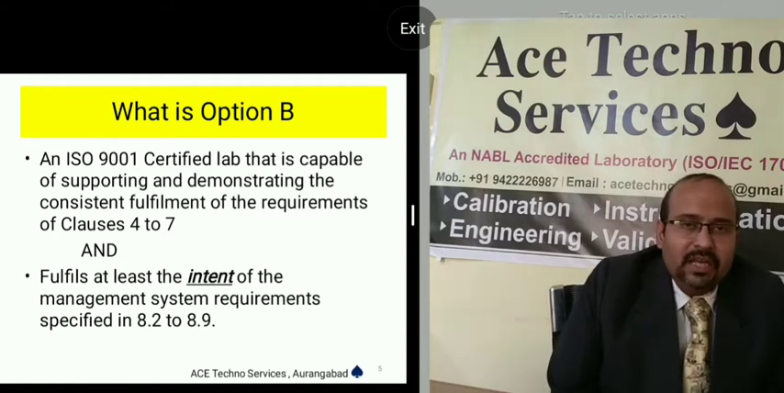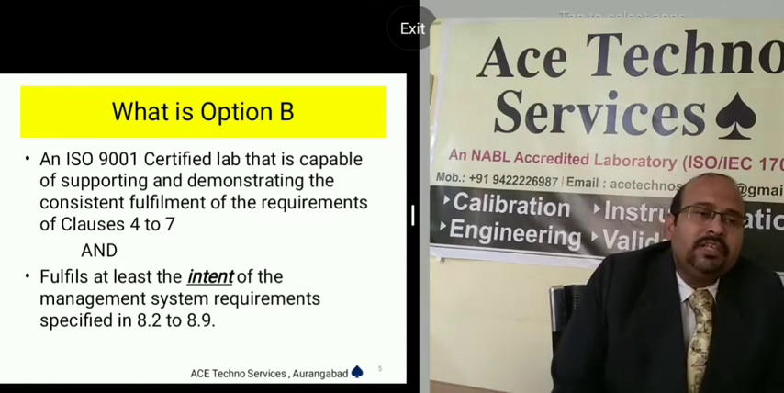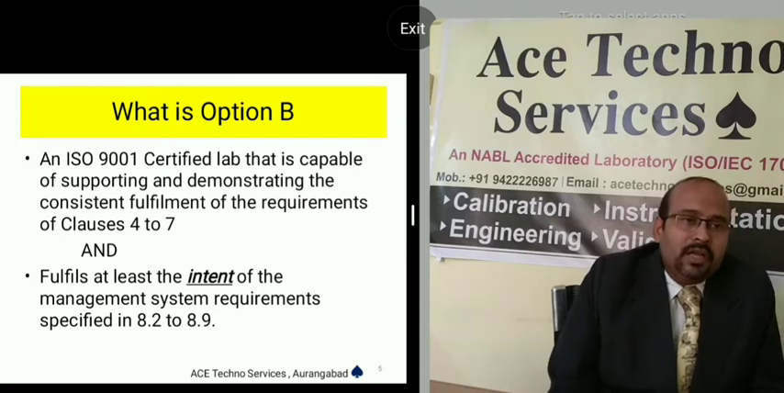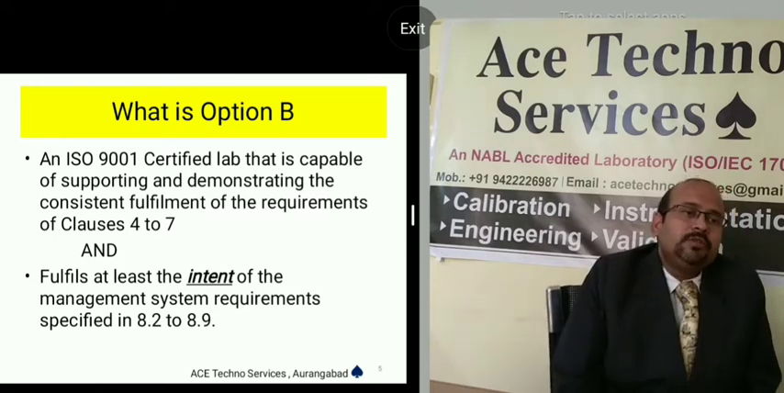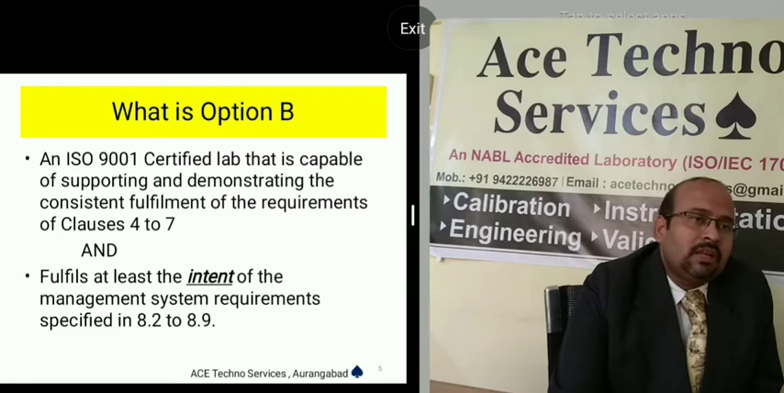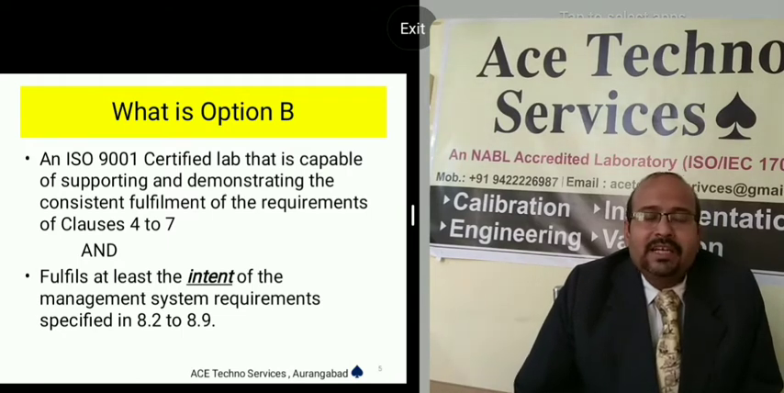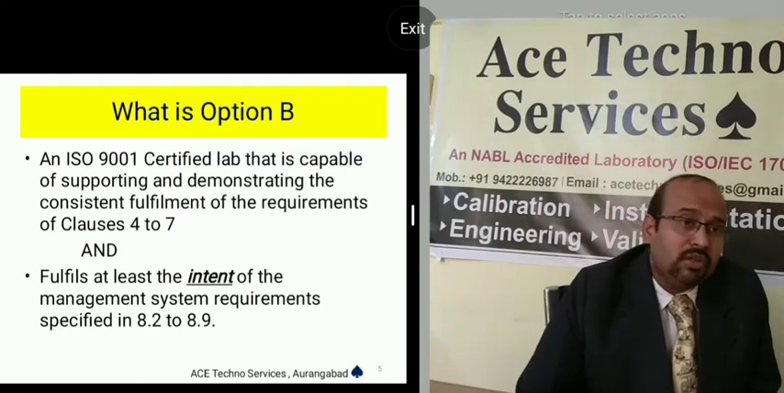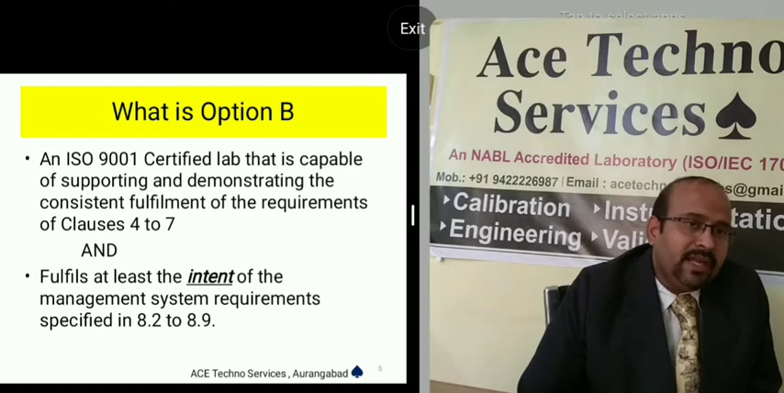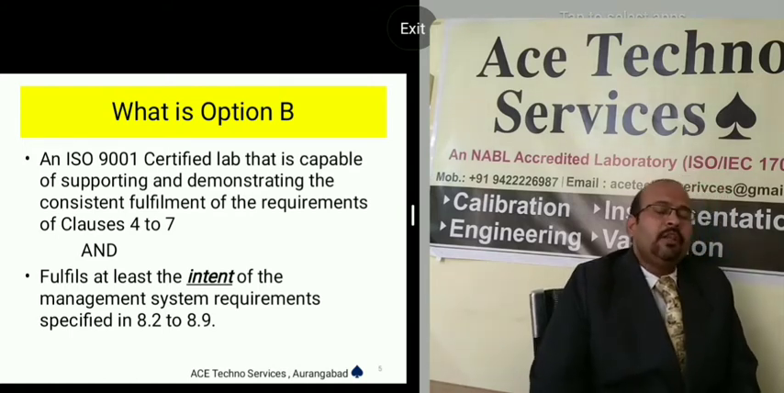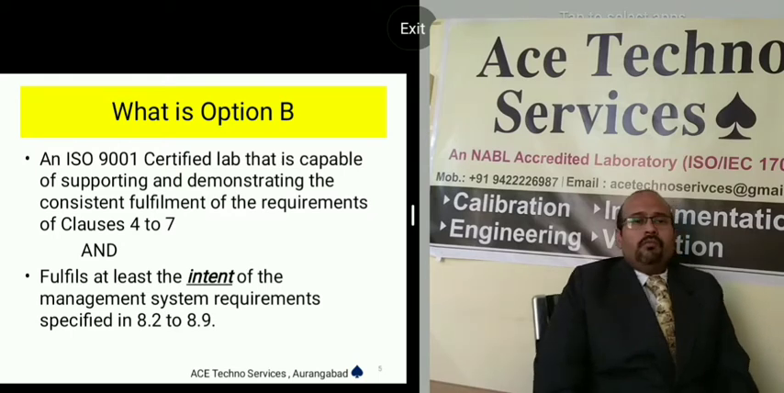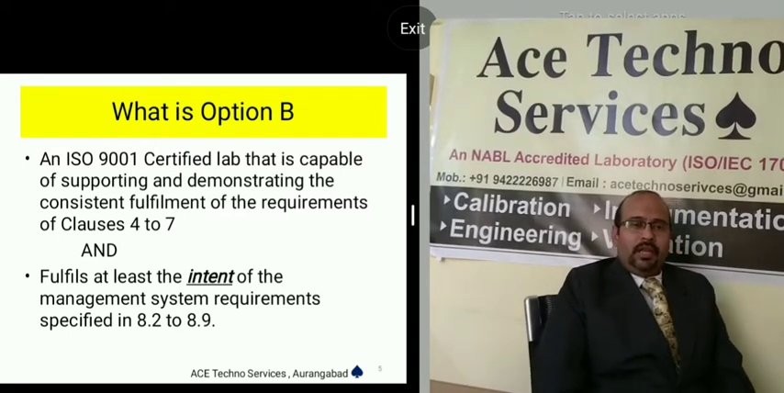I shall underline the word intent, which is considered very important in the whole context of option A and option B. Only qualifying all the clauses from 4 to 7 does not qualify a lab to be accredited by 17025. It also should satisfy and fulfill the intent of the management system requirements specified in clauses 8.2, 8.3, 8.4, 8.5, 8.6, 8.7, 8.8 and 8.9.